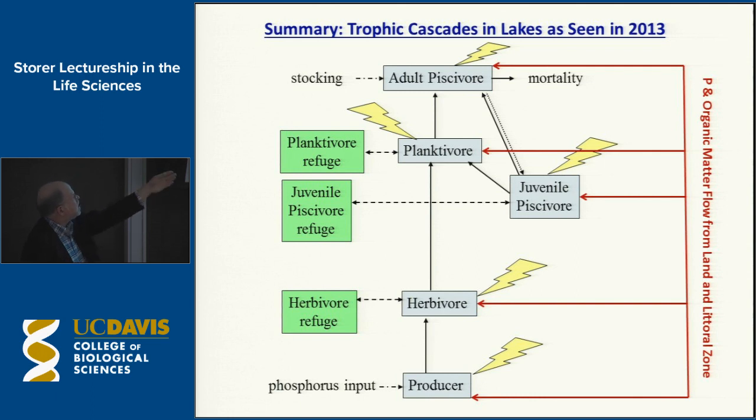The second important lesson for me, at least, has been the critical role of phosphorus and organic matter flow from land to the lake. And I think the direct flow of prey items to fishes is a lot more important in stabilizing some lake food webs and in maintaining trophic cascades than we knew in the 1980s. And I personally think this is a pretty important topic for further research.